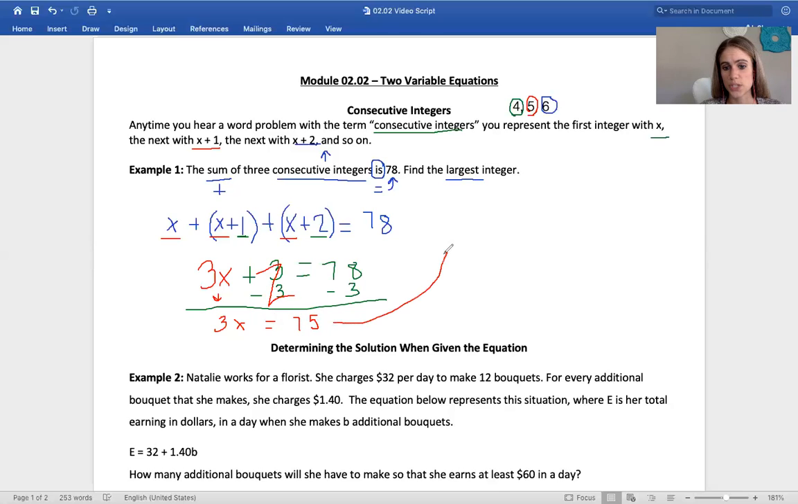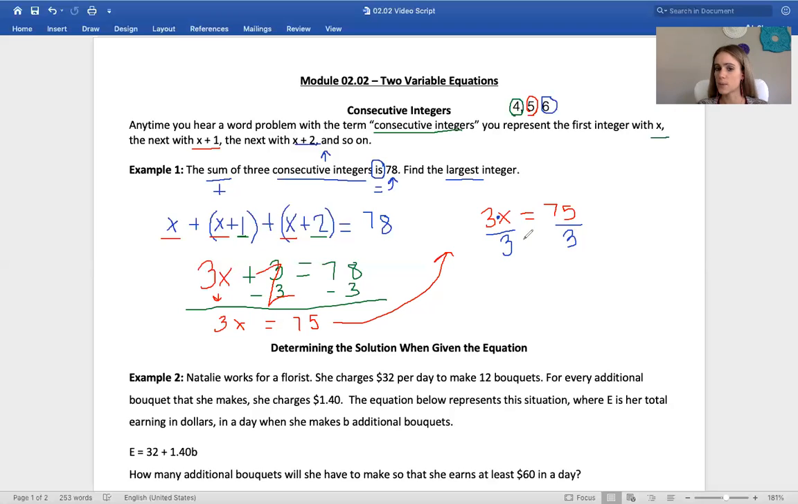All right, I'm running out of room, so I'm going to rewrite it up here. So we have 3x is equal to 75. Now what do we need to do to isolate that variable? We need to get rid of the 3 so we can have a single x. What operation is going on between the 3 and the x? Yes, multiplication, because one of the ways we can show multiplication is by putting a number and a variable next to each other. What's the inverse of multiplication? Division. So the opposite of multiplication is division.